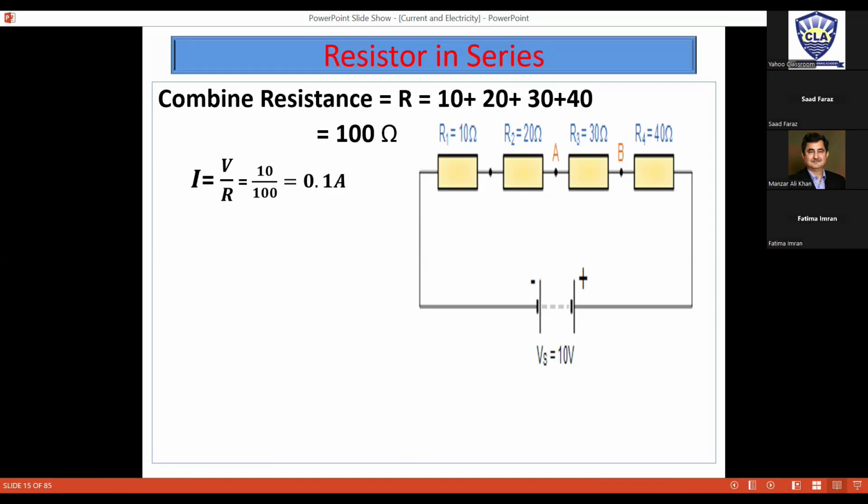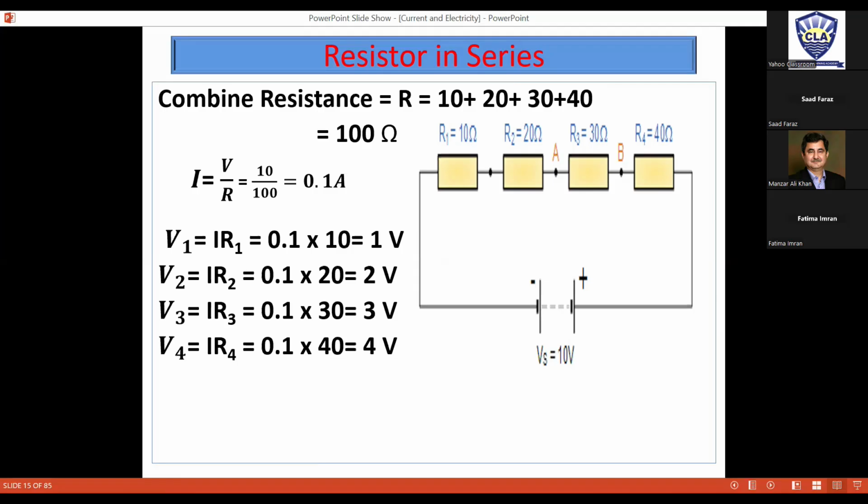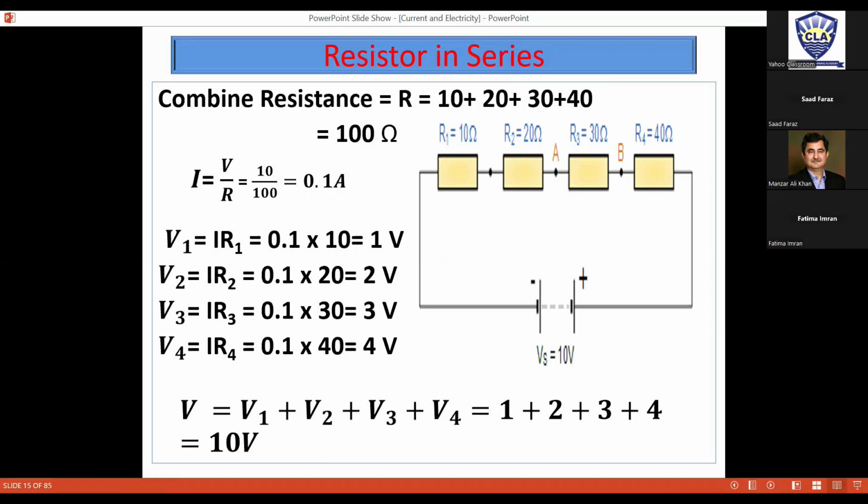What is the voltage across R1? IR1. Voltage across R2? IR2. Same current, just multiply by the resistance and you will get the voltage across that resistor. V3, IR3. V4, IR4. So this is the format you use to solve the questions. And if we add all the voltages, you will find out that the total voltage of the EMF will be equal to the sum of these voltages.